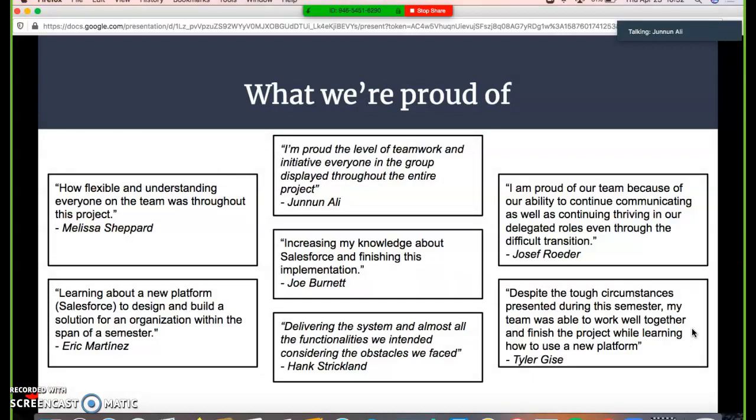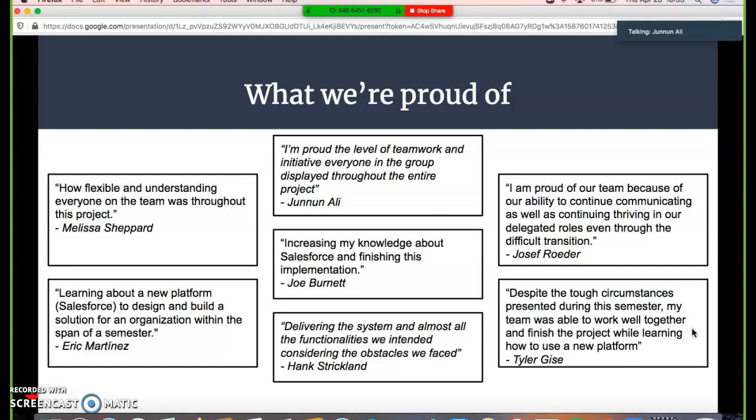Thank you. I think this project was a great experience for all of us. Everyone in the group is very much proud of the cooperation each of us had towards one another and the valuable insight we gained in response to completing the project. For me, I was especially proud of the level of teamwork and initiative everyone in the group displayed throughout the entire project. For Joe and Eric, learning more about Salesforce and its user interface was and will be valuable for years to come.